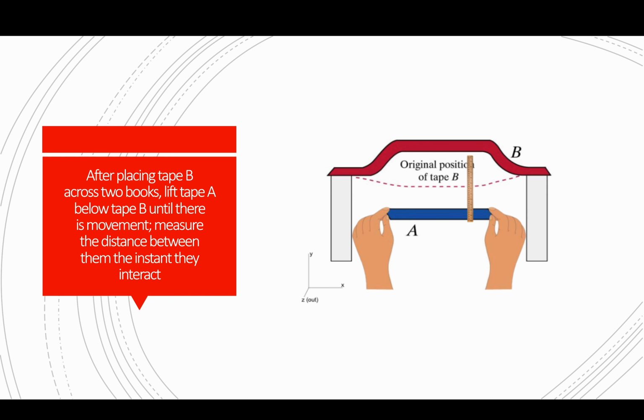Then we repeat this for another piece of tape, labeling one tape A and the other tape B. After placing tape B across two books, we lift tape A below tape B until there's movement and measure that distance the instant they interact.